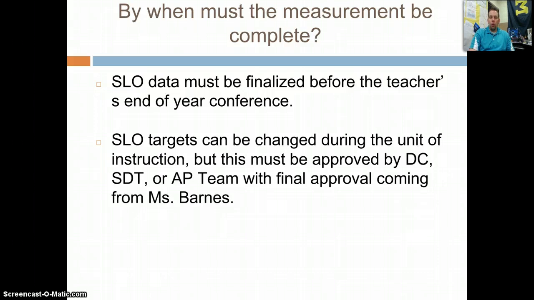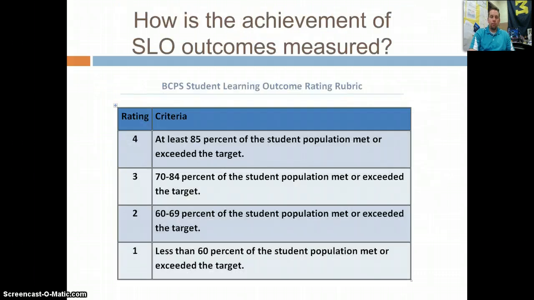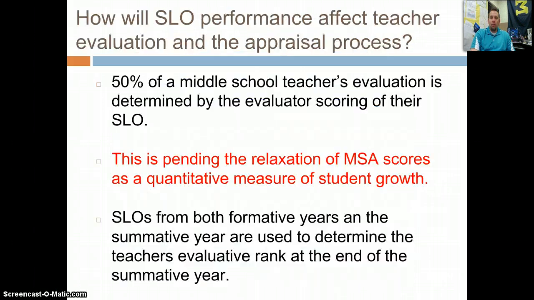So if you set a goal for your students to achieve a 5-point increase, you get halfway through and they've only achieved a 1-point increase, you can adjust down that goal so that you're more apt to make that goal. So this is the SLO outcomes measured. This is straight from BCPS, the BCPS Student Learning Outcomes Rating. So if 85% of your students meet or exceed the target that you set for your students, you get a rating of a 4, and you can see how that trickles down from there.